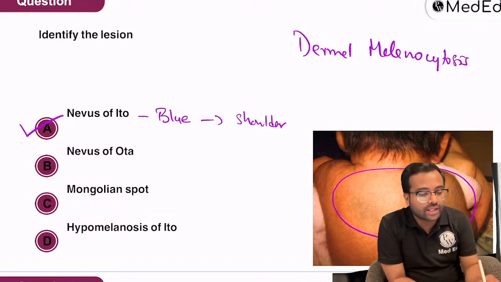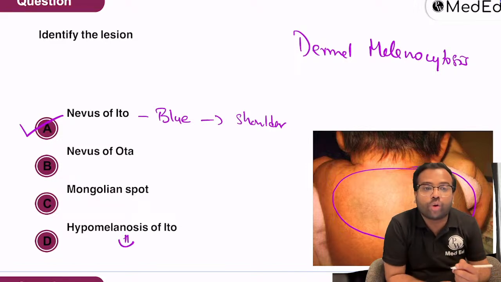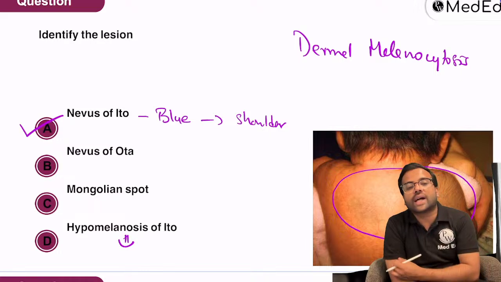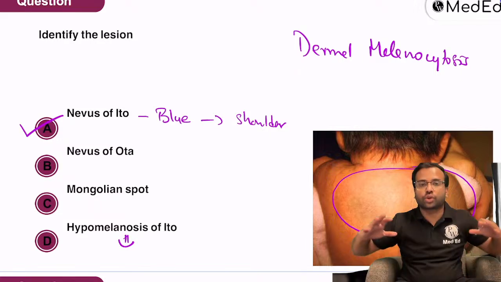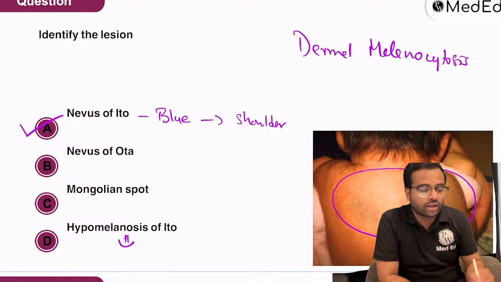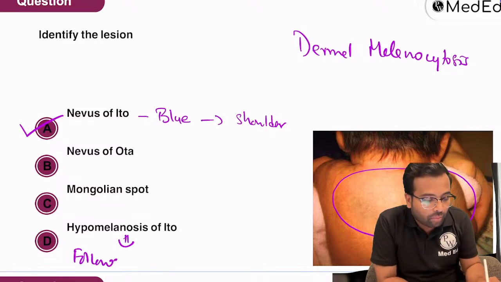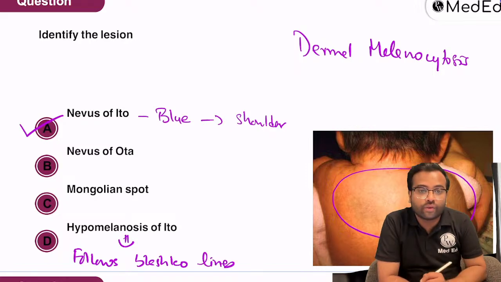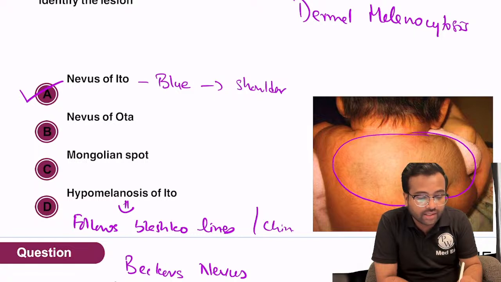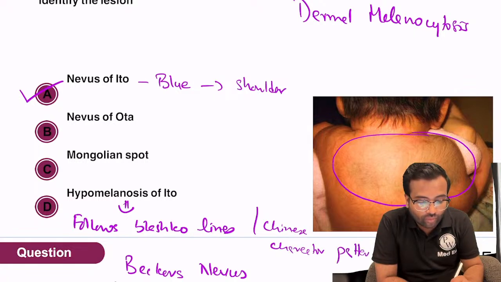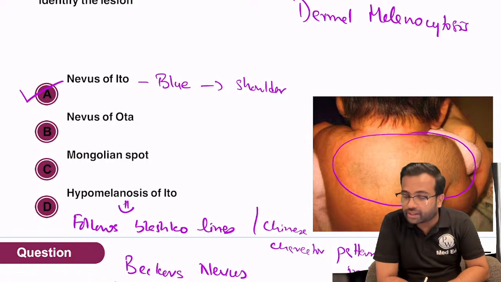And now you can see one of you was asking what is hypomelanosis of Ito. So what is hypomelanosis of Ito? This is a condition which follows the Blaschko lines. Okay, this is a condition which follows Blaschko lines. So these are one of the lines that you see over the skin. And in hypomelanosis of Ito, you can see a Chinese character pattern in the skin.